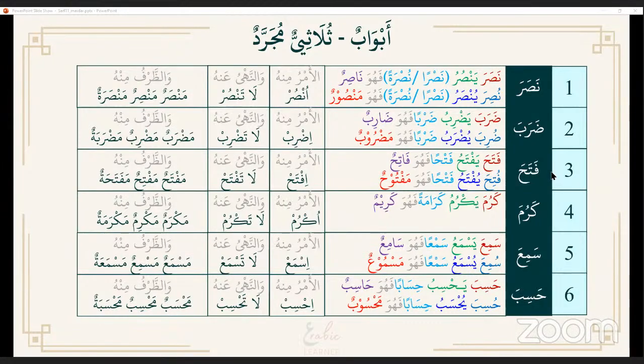Sami'a yasma'u sam'an fahuwa sami'un, sumi'a yusma'u sam'an fahuwa masmu'un. Al-amru minhu isma', wal-nahyu anhu la tasma', wal-dharfu minhu masma'un, masmi'un, masma'atun. And the last one is hasiba yahsibu hisaban fahuwa hasibun, husiba yuhsabu hisaban fahuwa mahsubun. Al-amru minhu ihsib, wal-nahyu anhu la tahsib, wal-dharfu minhu mahsabun, mahsibun, mahsabatun.